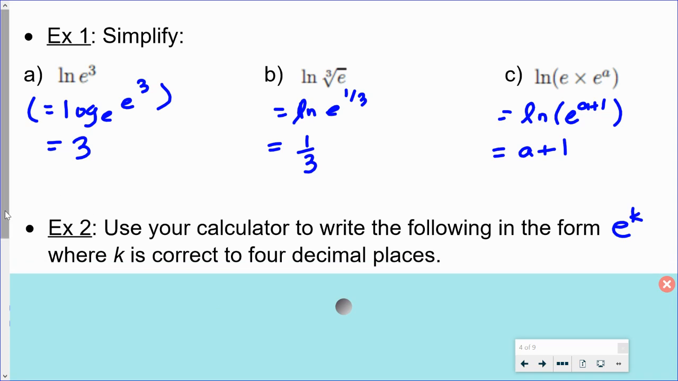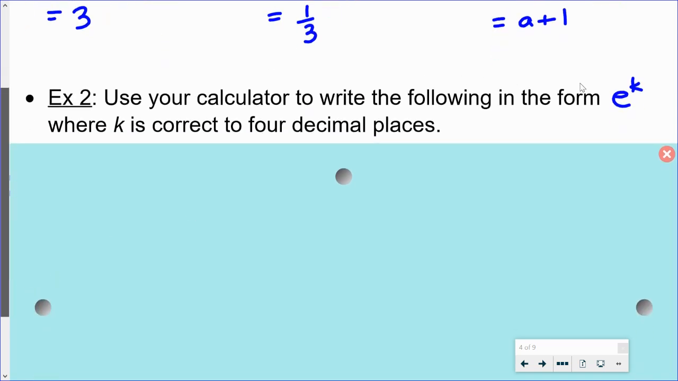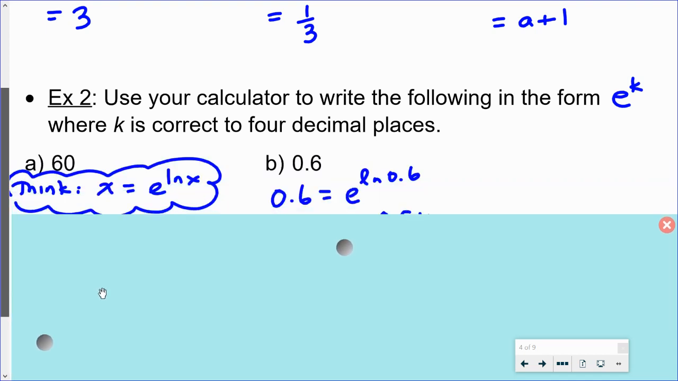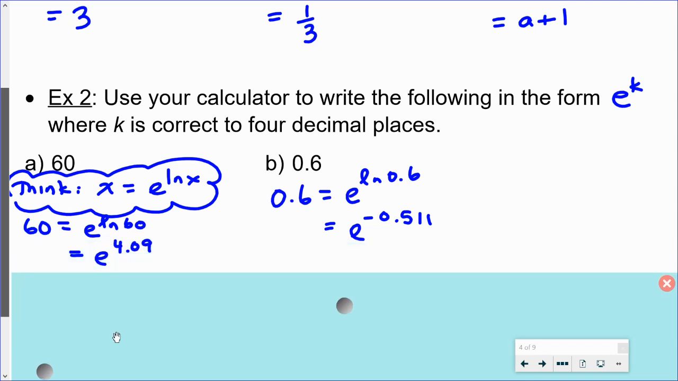We can also rewrite in terms of e^k using a little trick that we've seen on the previous page. Let me just slide this down here. If I want to rewrite 60 in terms of e to the something, remember that x is equal to e^(ln x) because of that cancellation law. So if I want to write e to the something that gives me 60, I can say that 60 is equal to e^(ln 60), and ln 60 is approximately 4.09.